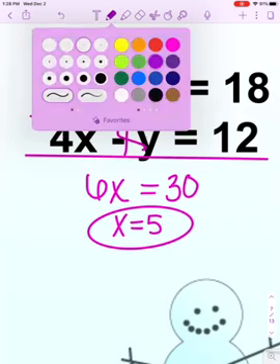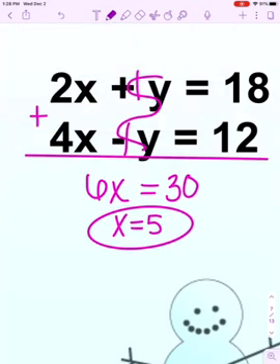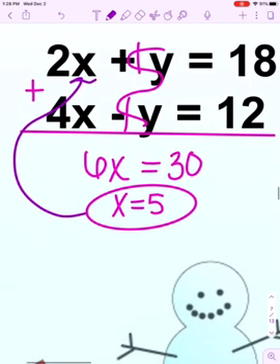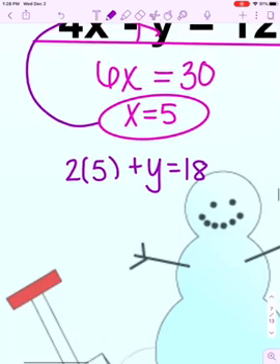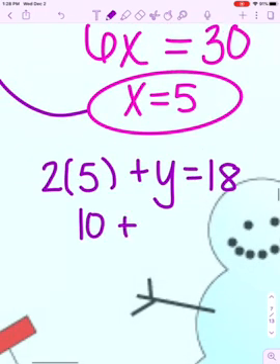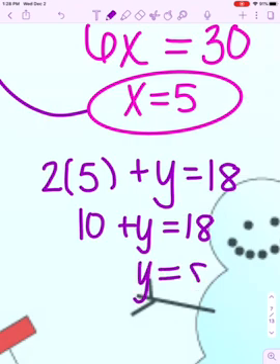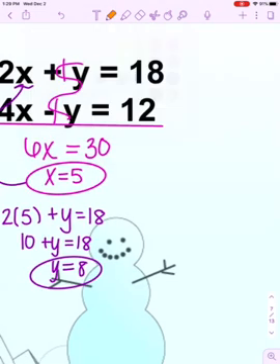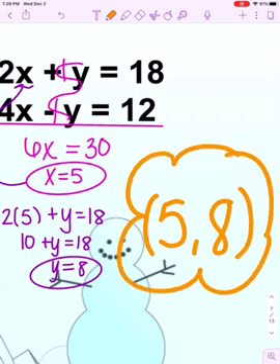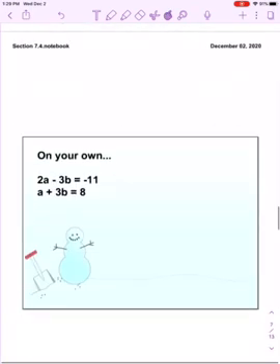So x is 5. We do have to plug it back in, whichever one looks easiest to us. I think I'm going to go with the first one because there's no negatives. We now know x is 5, so 2 times 5 plus y equals 18. 2 times 5 is 10. Plus y is 18. To get y by itself, we have to subtract the 10. 18 minus 10 is 8. So y is 8. Final answer, (5, 8). And that's the point where the two lines intersect.